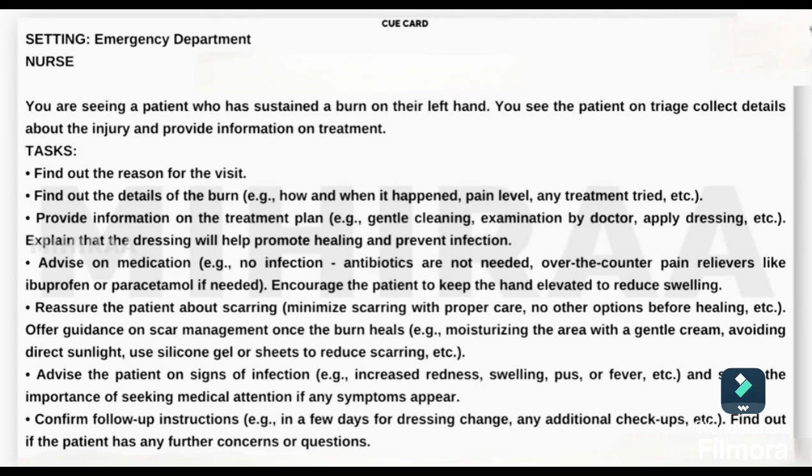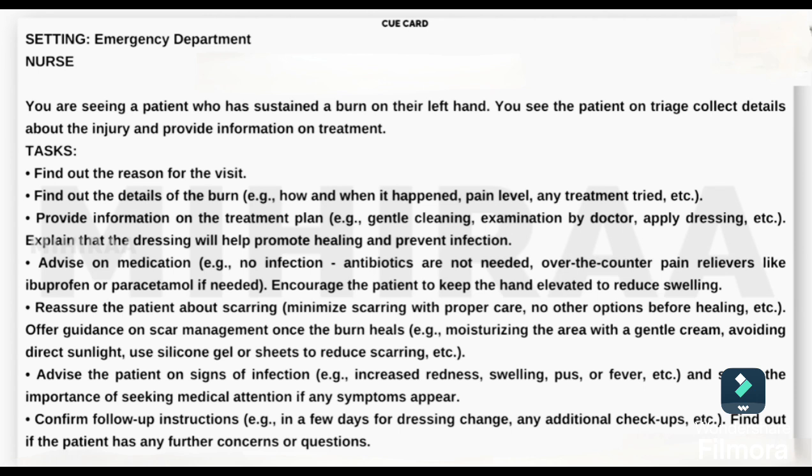Then find out the details of the burn. What things are given in the bracket? You have to be careful: how and when it happened, pain level, any treatment tried. You should not skip any questions. That is important actually. So you can just sympathize, then you can go to the task.